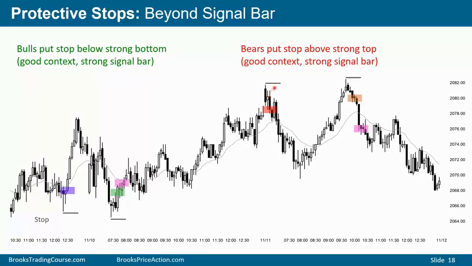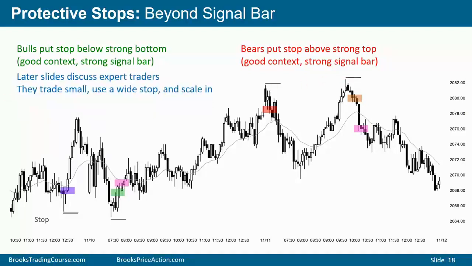Opposite's true up here. We have a micro double top, reasonable to take that sell and put a stop just above. Here we have 4 bear bars, 3 or 4 bear bars. If you sell there, reasonable to put a stop above the top of that bear leg. I'm going to talk in later slides about how experienced traders trade these things. A lot of times they'll trade small, use wide stops, and scale in.